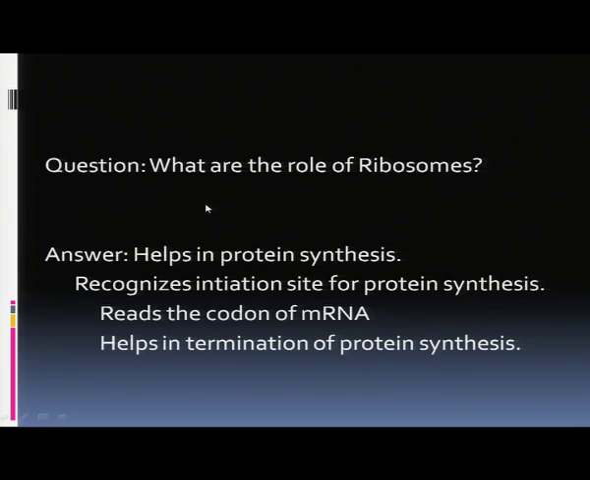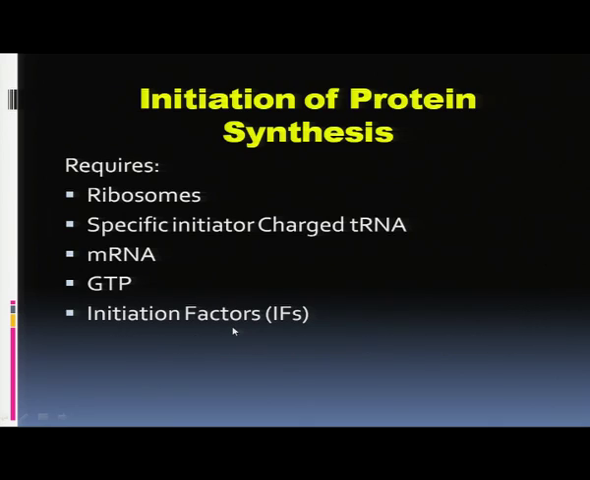The next question was, what is the role of ribosomes? Very important question. Ribosomes are one of the cell organelles which help in protein synthesis. During protein synthesis, ribosomes recognize the initiation site for protein synthesis. They also read the codons of messenger RNA and also help in termination of protein synthesis. So, these are the different functions of ribosomes inside the cell during protein synthesis.